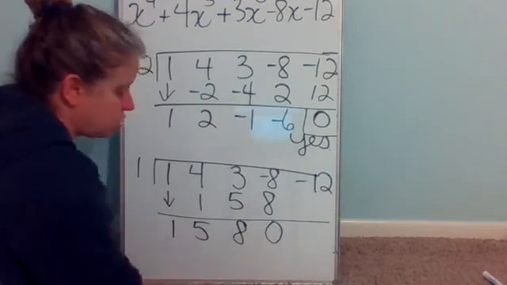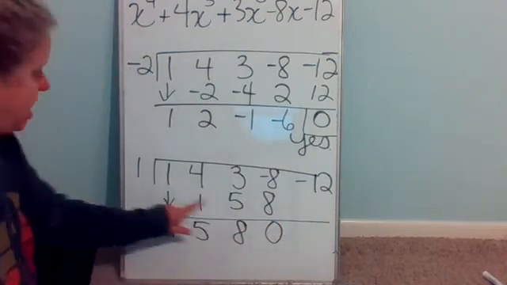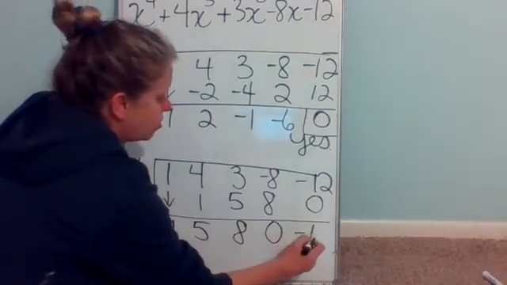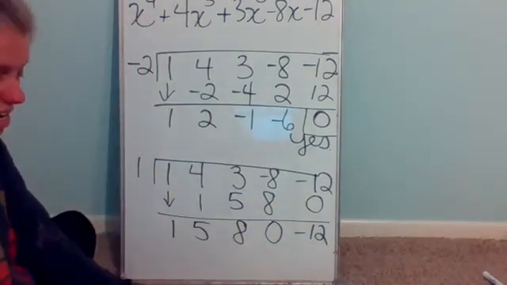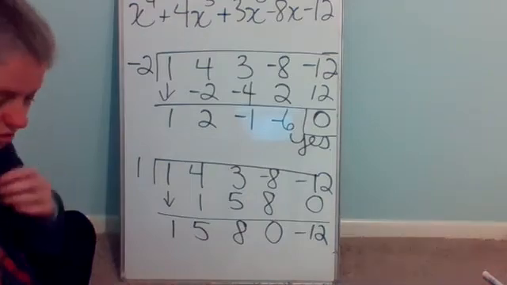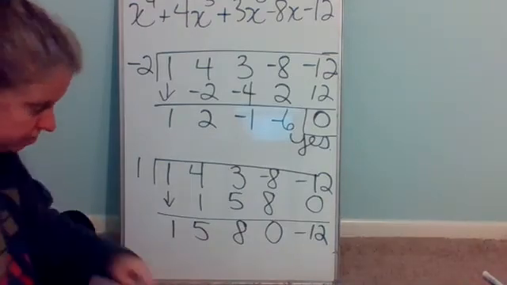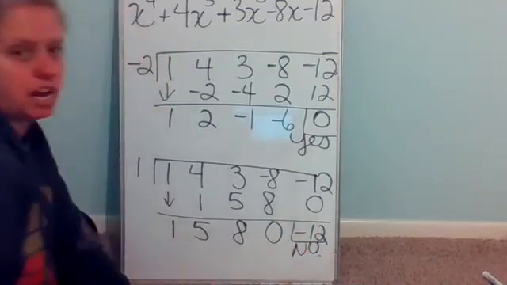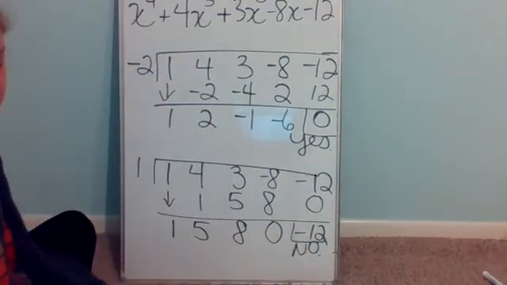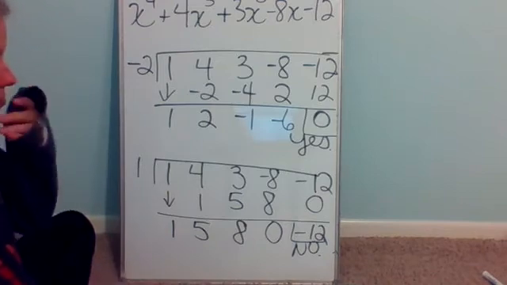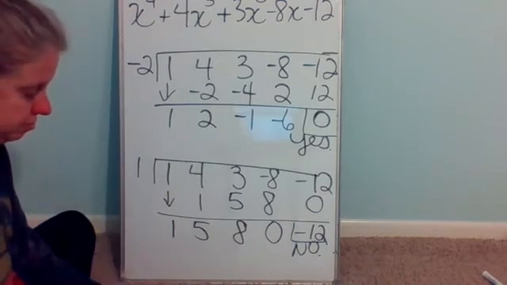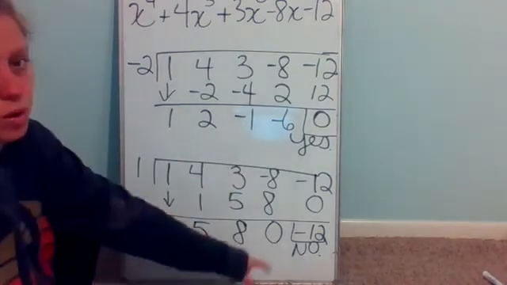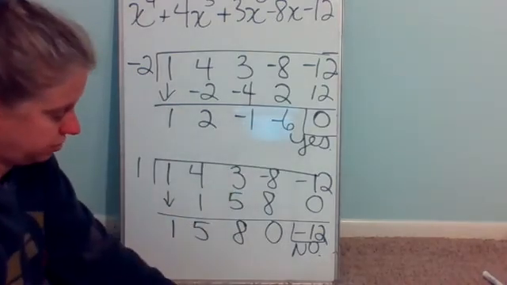When I add that straight down, I do get 0, but I'm not done yet, right? I still have this last one to do. 1 times 0 is 0. When I add that straight down, I get -12. So this is my remainder, which means no, that is not a solution. So -2 was yes, and 1 was no.